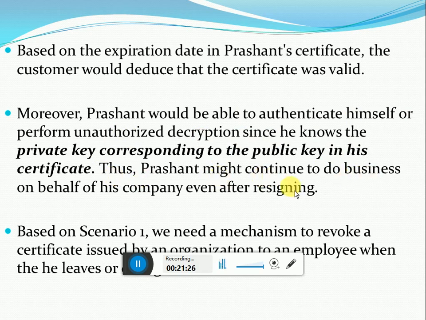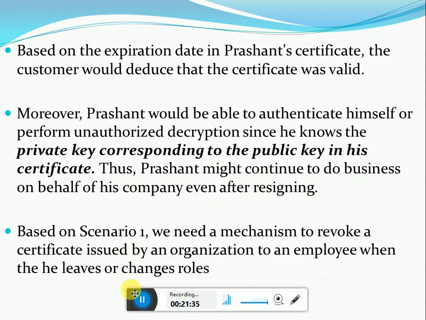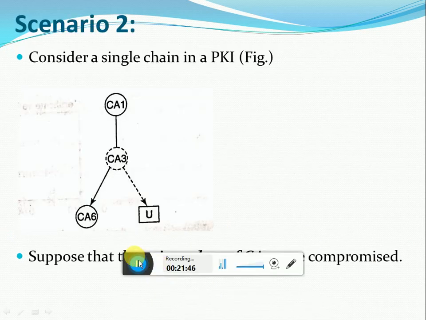Thus, Prashant might continue to do business on behalf of his old company, even after resigning. So based on scenario 1, we need a mechanism to revoke a certificate issued by the organization to an employee when he leaves or changes roles.